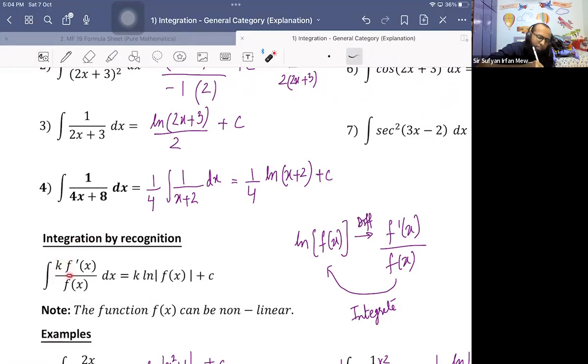But in integration, if the differentiation of the function in the denominator is present in the numerator, then we take ln with the denominator, and that will be our final answer: ln f(x) plus c. And if something can be taken as common, we have to take it common as well, just like over here. I will give you an example of that as well.